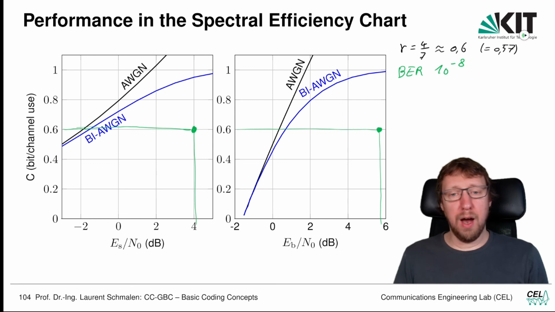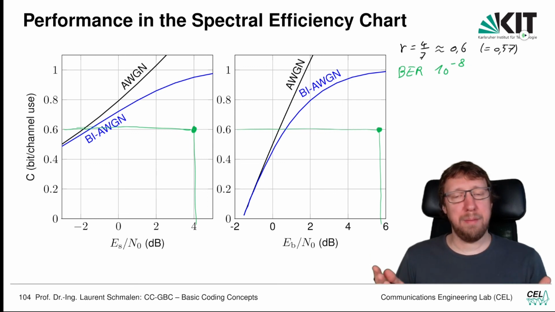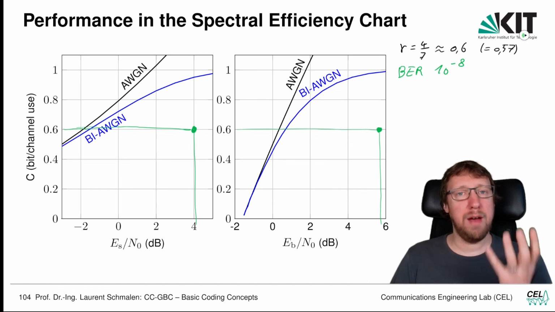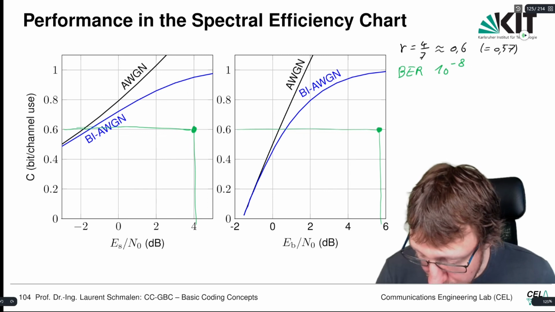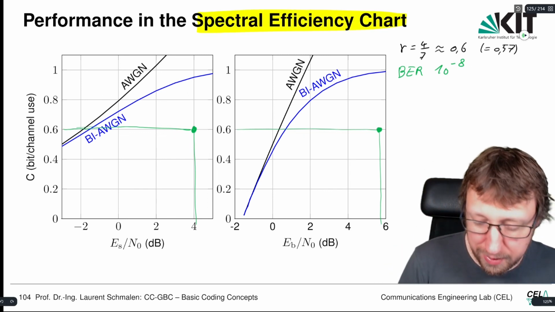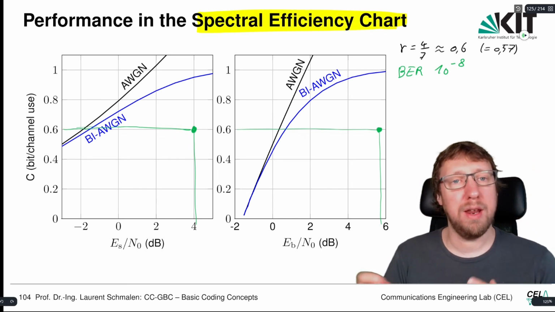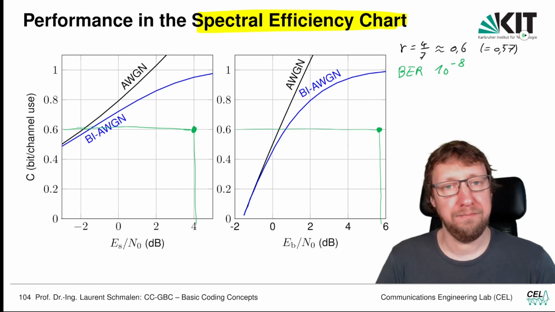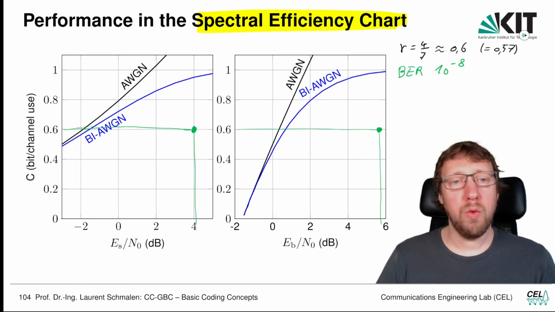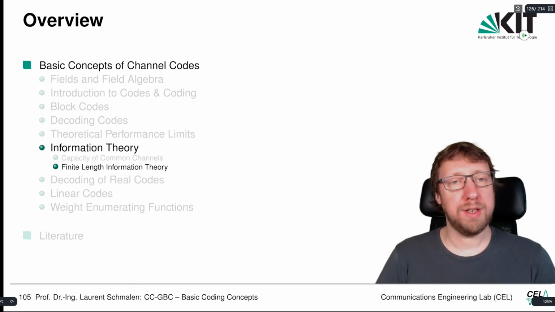So now we have looked at the capacity of different coding schemes and of different channels. And we have the spectral efficiency chart, which is a measure that we're going to use for comparing different coding schemes in the future. So with this, we have also reached the end of this video.